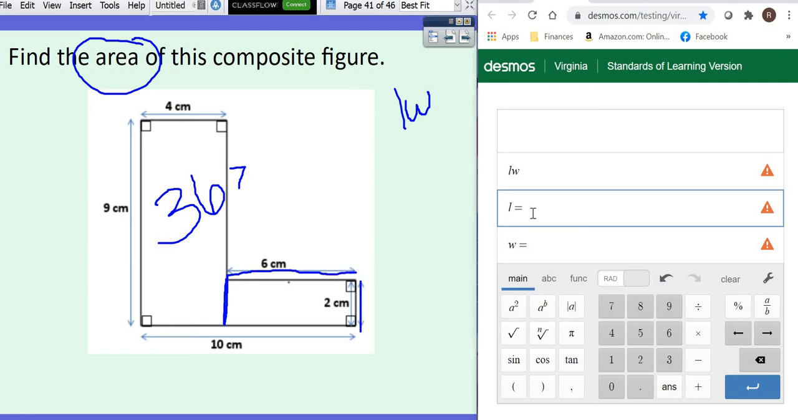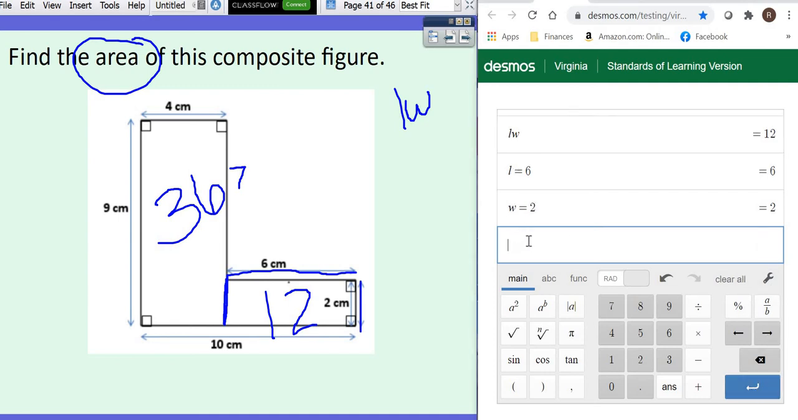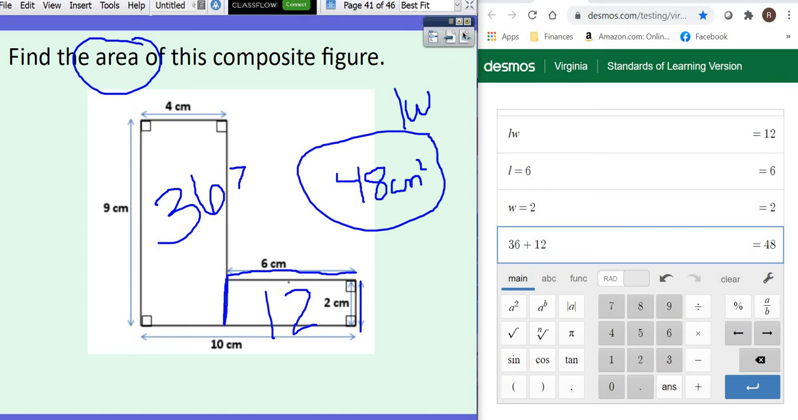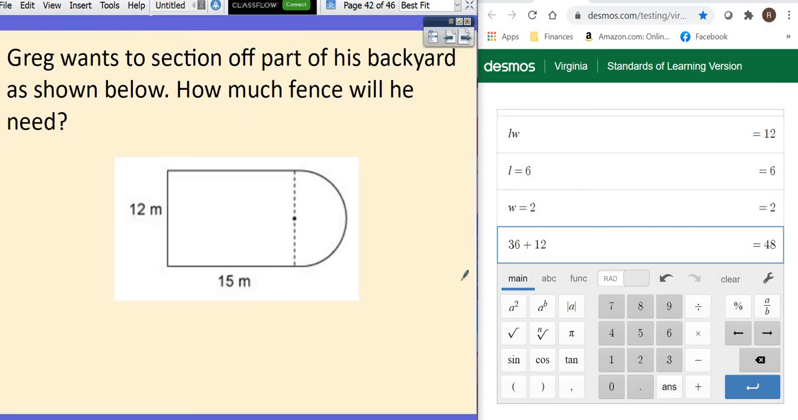So I'm going to use the 6 and the 2, which is 12. If I want the whole area, I'm just going to have to add those two numbers together. So 36 plus 12 is 48. So my total area would be 48 centimeters, and it's area, so it's squared. And that's my answer. Let's try another one and see what happens.